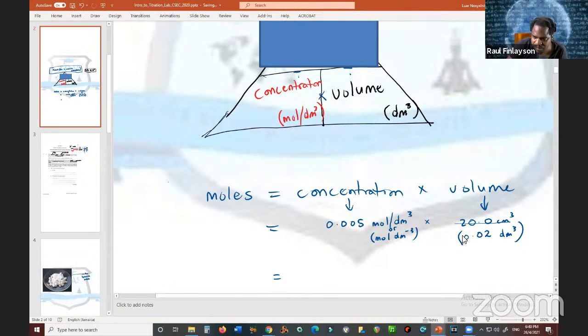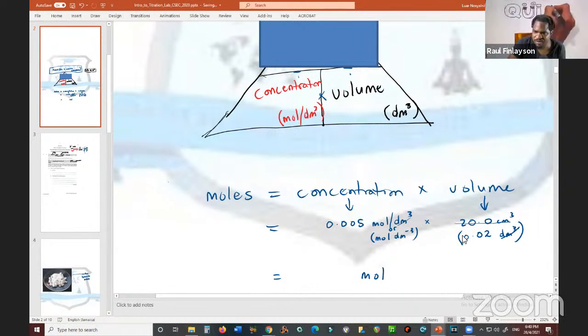What's going to happen here? This is going to cancel that. The 2 units are the same, mole per dm cube. The answer will be in moles. Moles are measured in mol. All right. We're almost there. We need to get the number now that should go beside that. So it's going to be what?